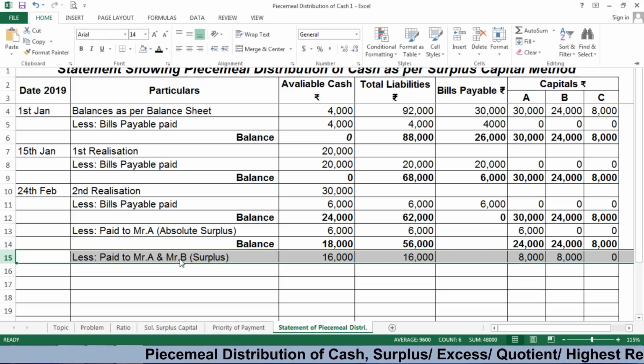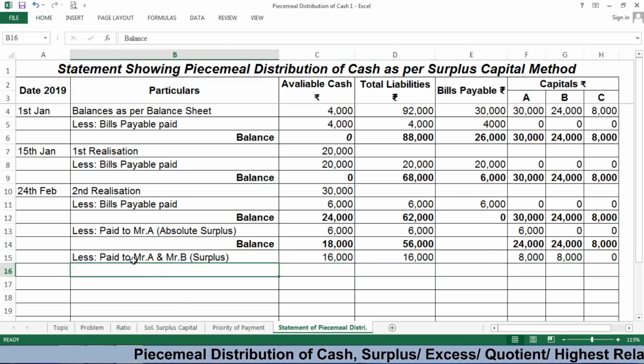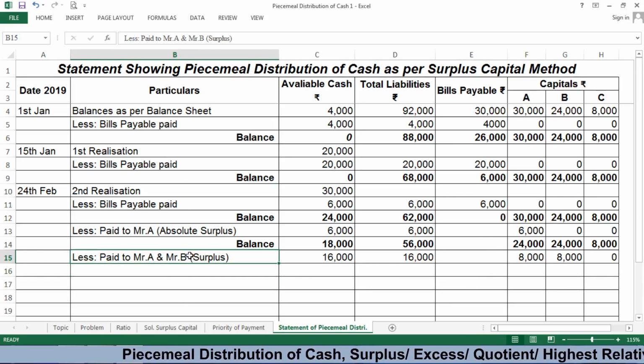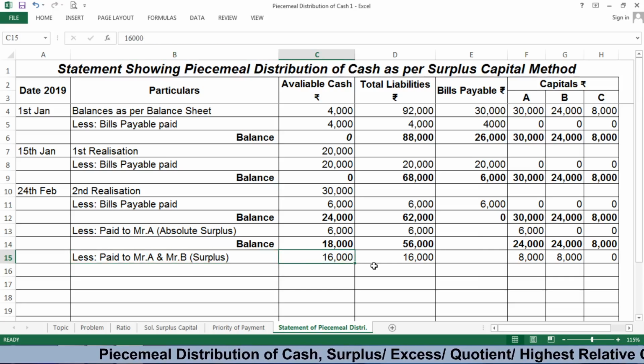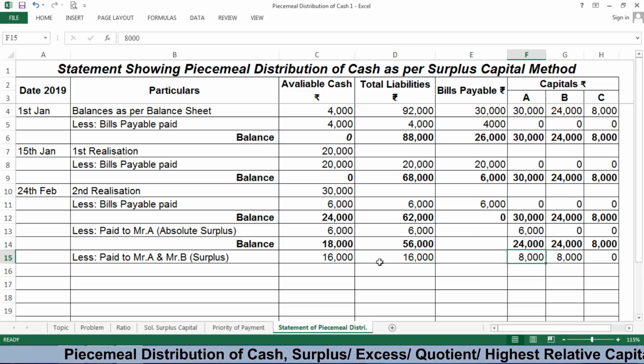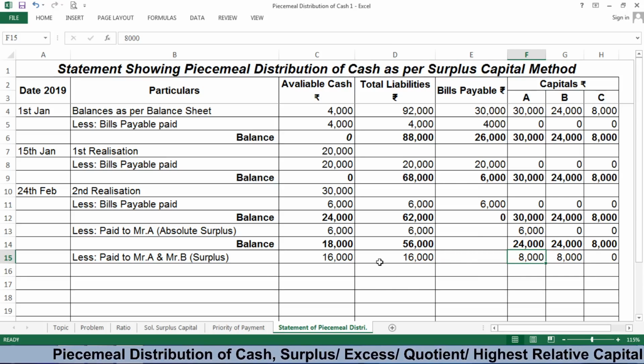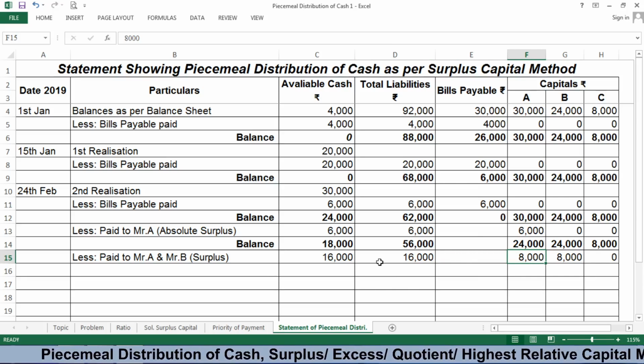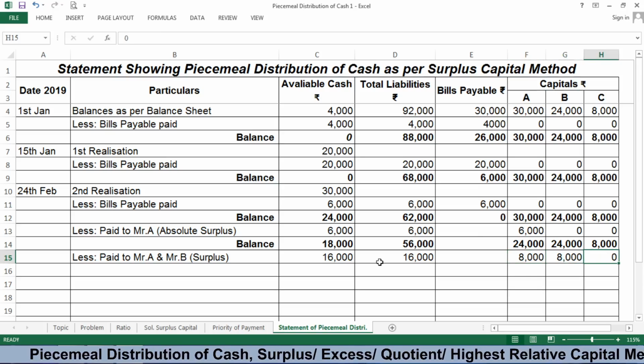So here we will pay to Mr. A and Mr. B as their surplus. 8 plus 8, 16,000. So our cash will be reduced by 16,000. Total liability obviously reduced by 16,000, and Mr. A's capital will be reduced by 8,000 as well as Mr. B's capital will be reduced by 8,000.